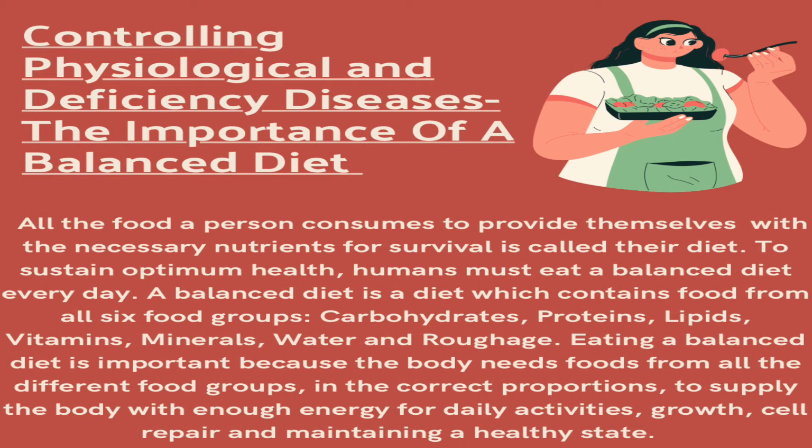Controlling physiological and deficiency diseases. The importance of a balanced diet. All the food a person consumes to provide themselves with the necessary nutrients for survival is called their diet. To sustain optimum health, humans must eat a balanced diet every day. A balanced diet is a diet which contains food from all 6 food groups: carbohydrates, proteins, lipids, vitamins, minerals, water and roughage. Eating a balanced diet is important because the body needs foods from all the different food groups, in the correct proportions, to supply the body with enough energy for daily activities, growth, cell repair and maintaining a healthy state.